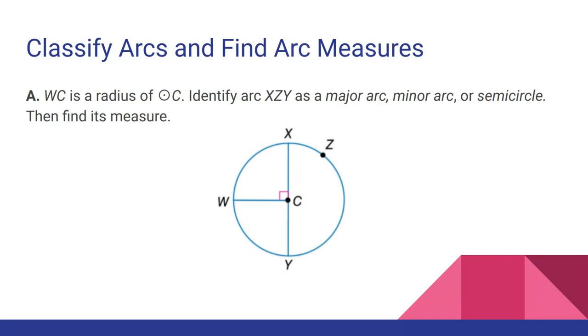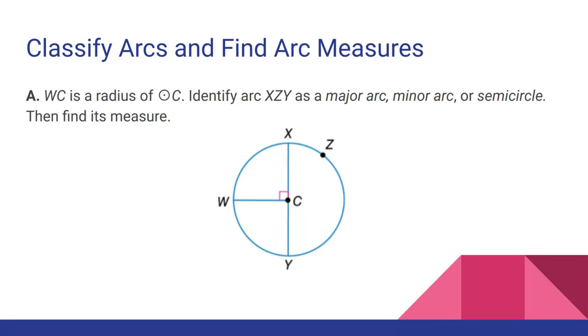WC is a radius of circle C. You identify arc XZY as a major arc, minor arc, or a semicircle, and then we have to find its measure. There was no option for me to use the little arc symbol, so you can also name arcs by writing it just like this, arc XYZ, that's fine.